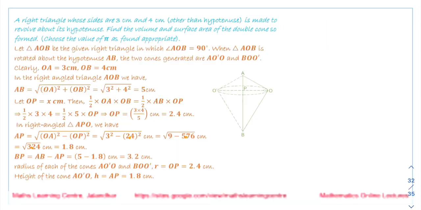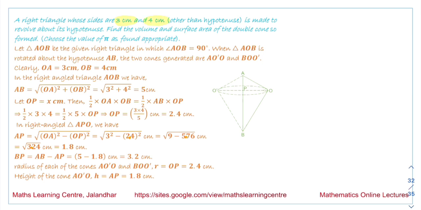Next we have a right triangle whose sides are 3 centimeter and 4 centimeter other than the hypotenuse. So these are the two sides. So the value of the hypotenuse we will have, it is square root of 3 square plus 4 square, that is equal to square root of 9 plus 16. The answer we will get, it is 5 centimeter, is made to revolve about its hypotenuse.